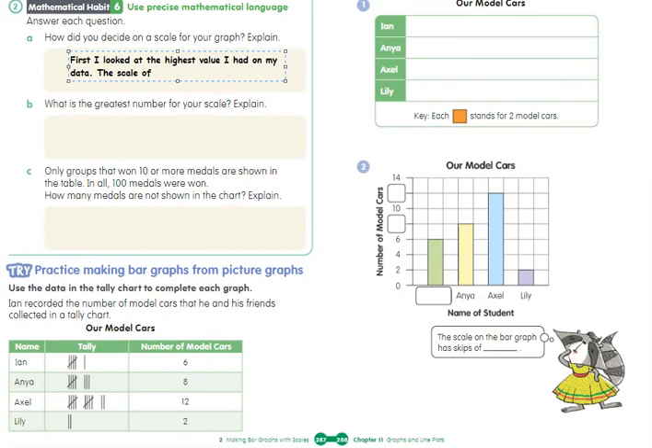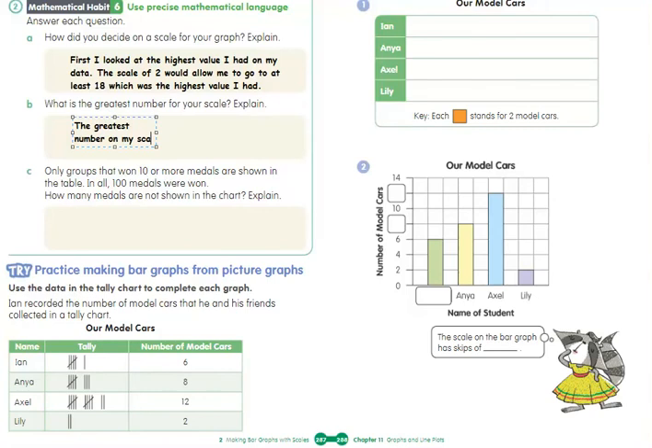The scale of 2 would allow me to go to at least 18, which was the highest value I had. What was the greatest number on your scale? The greatest number on my scale was 20. I counted by 2 and there were 10 boxes.